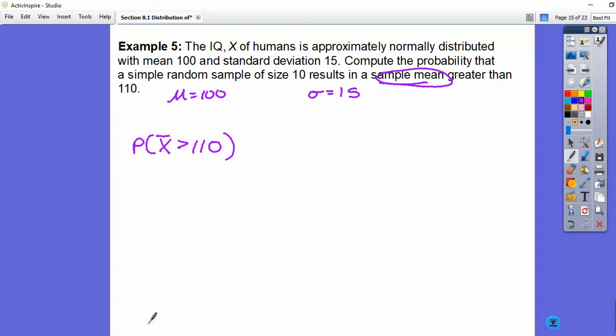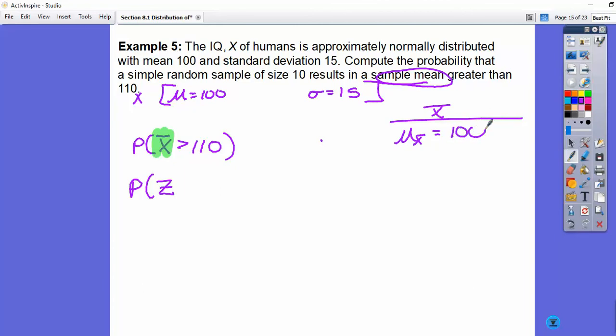We have to convert this into a Z. Now we know our formula for Z is X minus mu over sigma. So I need the mean and standard deviation for my variable, which is X bar. These right here are the mean and standard deviation for the variable X. So for X bar, the sample mean, what is the mean of X bar? 100. I told you yesterday the mean of X bar is the same as the mean of X.